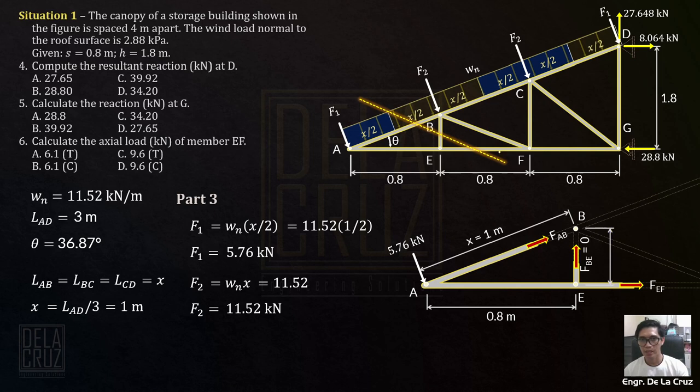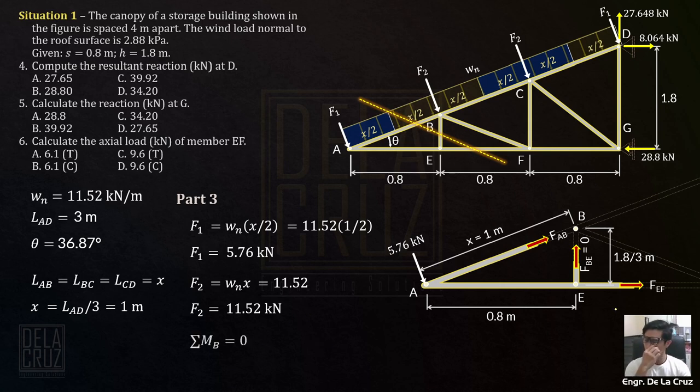And ito naman, from B to E, by ratio and proportion, or by knowing it is just equal distances, yung distance BE is simply 1/3 of 1.8, or 1.8 over 3 in meters. Again, yung ratio and proportion, this is to this. 1.8 is to tatlong 0.8. Ito yung makukuha natin. Okay, so summation of moment at B equals 0.